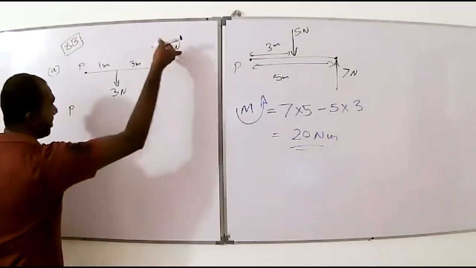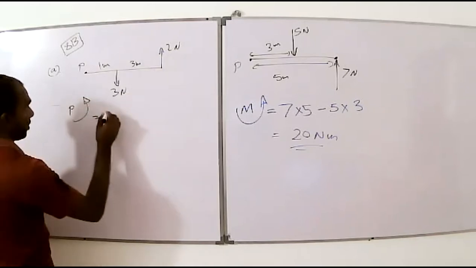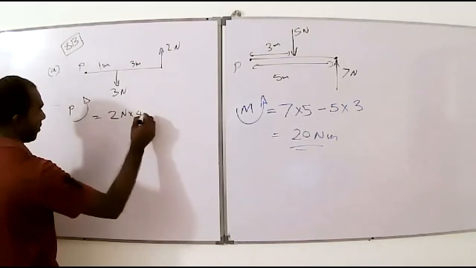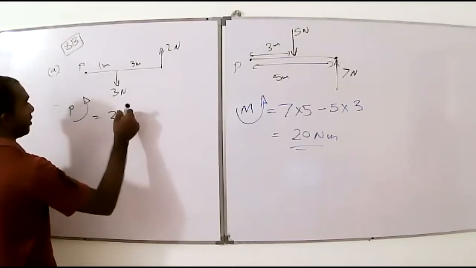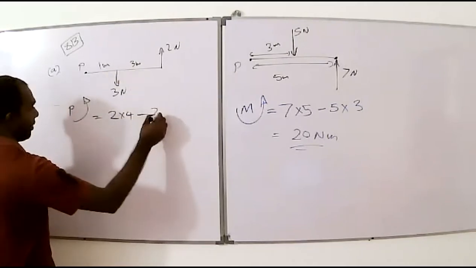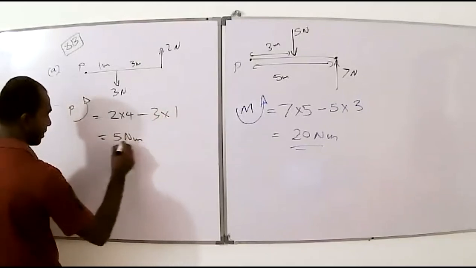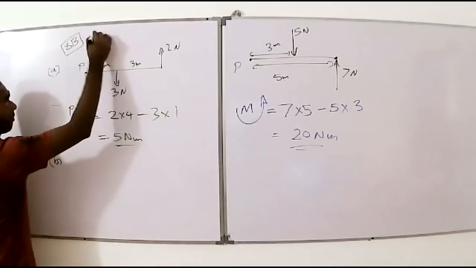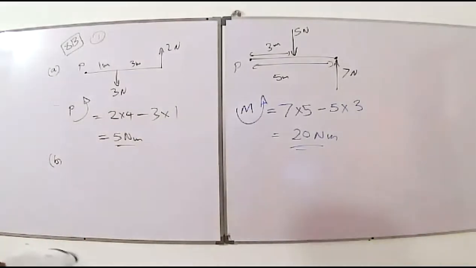The lengthy force is here, so I am calculating this way. So I can take this 2 newtons into the total length, which is 4. You don't need units in the first. Clockwise are negative. So 3 into 1, so 8 minus 3, 5 Newton meters. This other moment is 5 Newton meters.